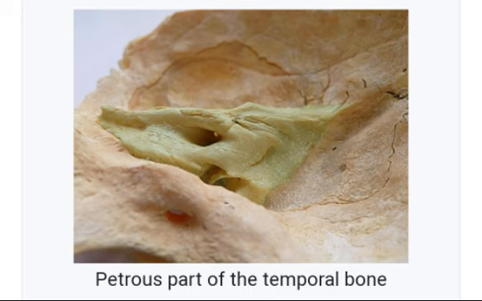At the angle of junction of the petrous and the squamous parts are 2 canals, one above the other, and separated by a thin plate of bone, the septum canalis musculotubarii. Both canals lead into the tympanic cavity. The upper one, semicanalis musculi tensoris tympani, transmits the tensor tympani. The lower one, semicanalis tubae auditivae, forms the bony part of the auditory tube.